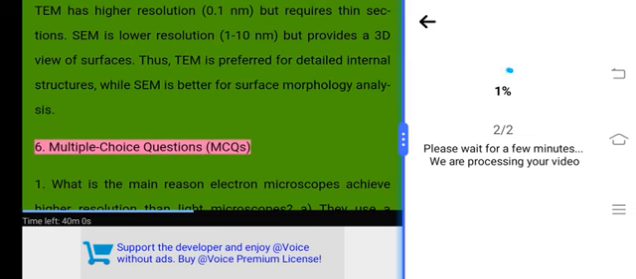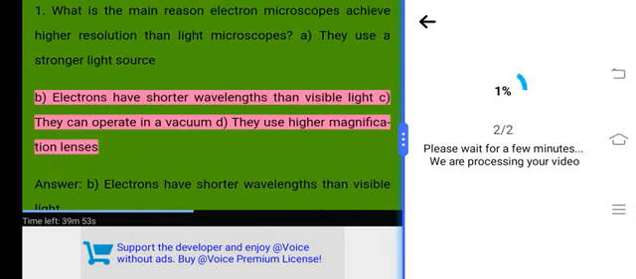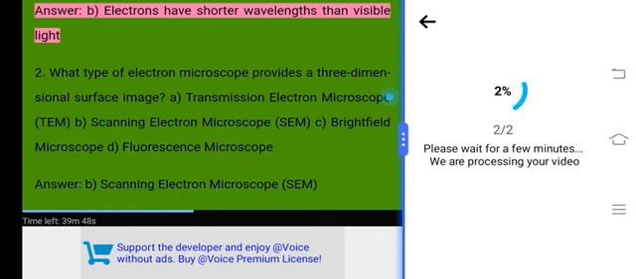6. Multiple choice questions, MCQs. 1. What is the main reason electron microscopes achieve higher resolution than light microscopes? A. They use a stronger light source. B. Electrons have shorter wavelengths than visible light. C. They can operate in a vacuum. D. They use higher magnification lenses. Answer: B. Electrons have shorter wavelengths than visible light.